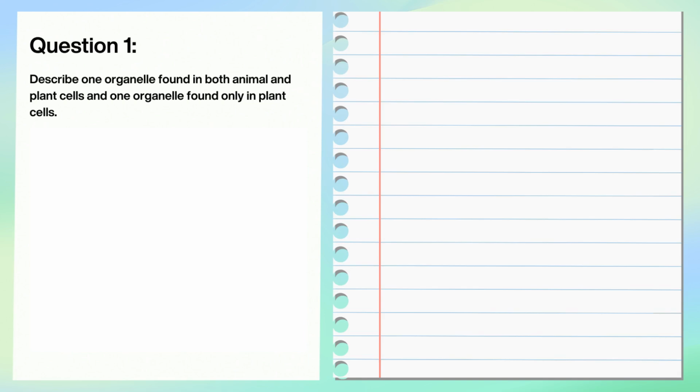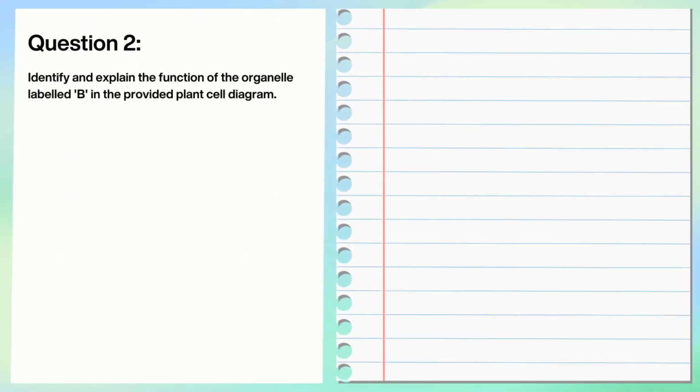In your answer, you need to firstly identify a common organelle. There are multiple options here. One shared organelle between animal and plant cells is the nucleus, which contains the cell's genetic material and directs all cellular activities. Next, you need to identify a plant-specific organelle. For example, an organelle unique to plant cells is the chloroplasts, where photosynthesis occurs, allowing plants to convert light energy into chemical energy stored in glucose.